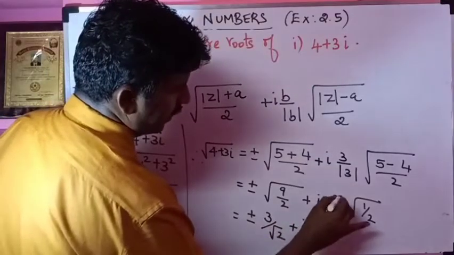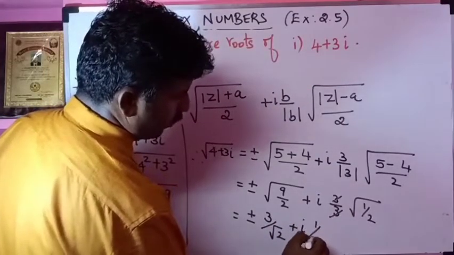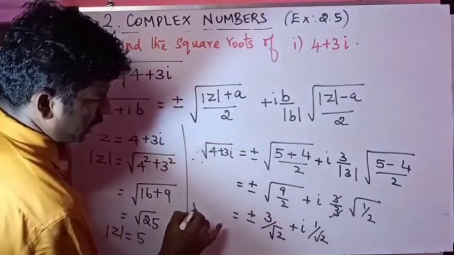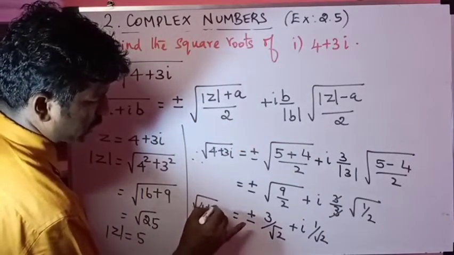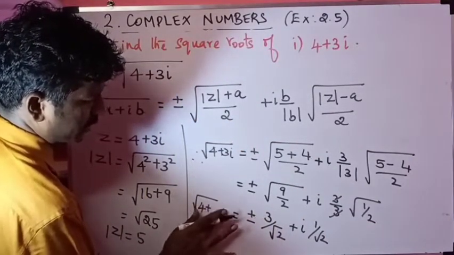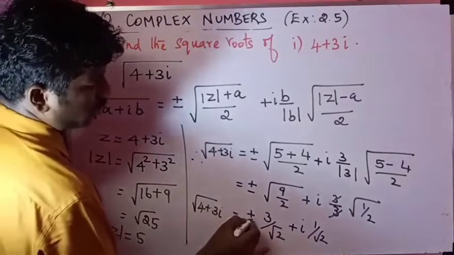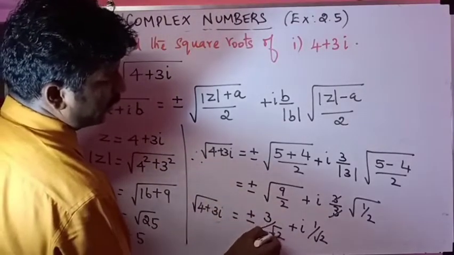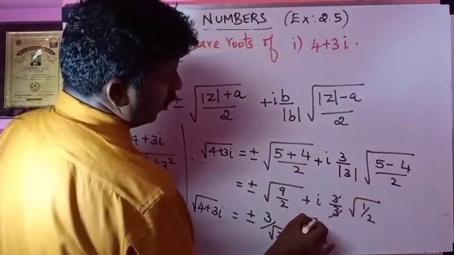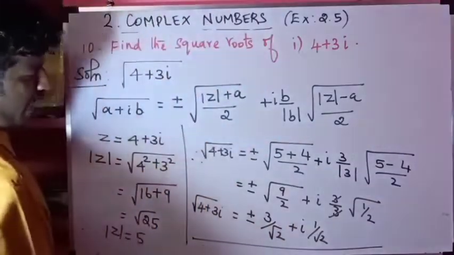It will be cancelled. So which is 1 by root 2. This is the square root of 4 plus 3i. Square root of 4 plus 3i is equal to plus or minus 3 by root 2 plus i 1 by root 2. This is the answer.